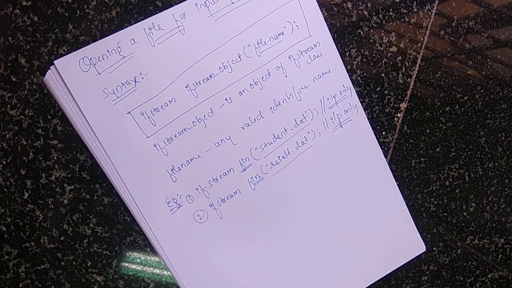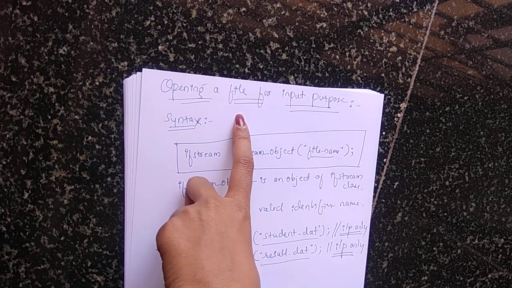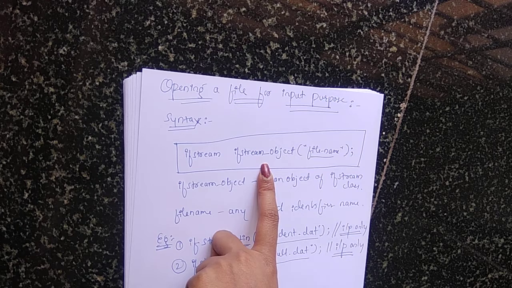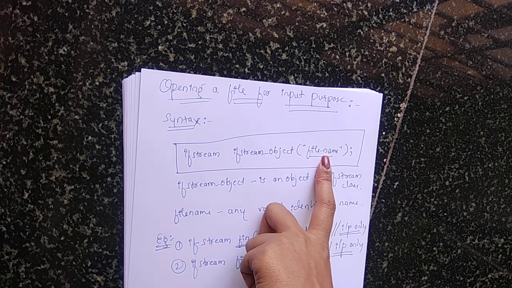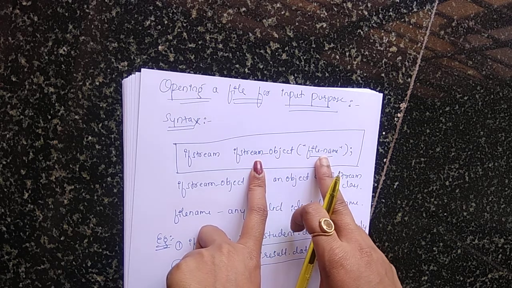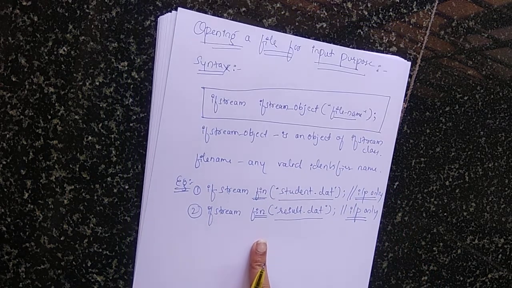Clear? Understand the syntax? The syntax which we are referring to open your file only for the input purpose: we have to use the ifstream class name, an ifstream class object, and a file name. This object will help you open your respective file for only input purpose. The examples I had given you.